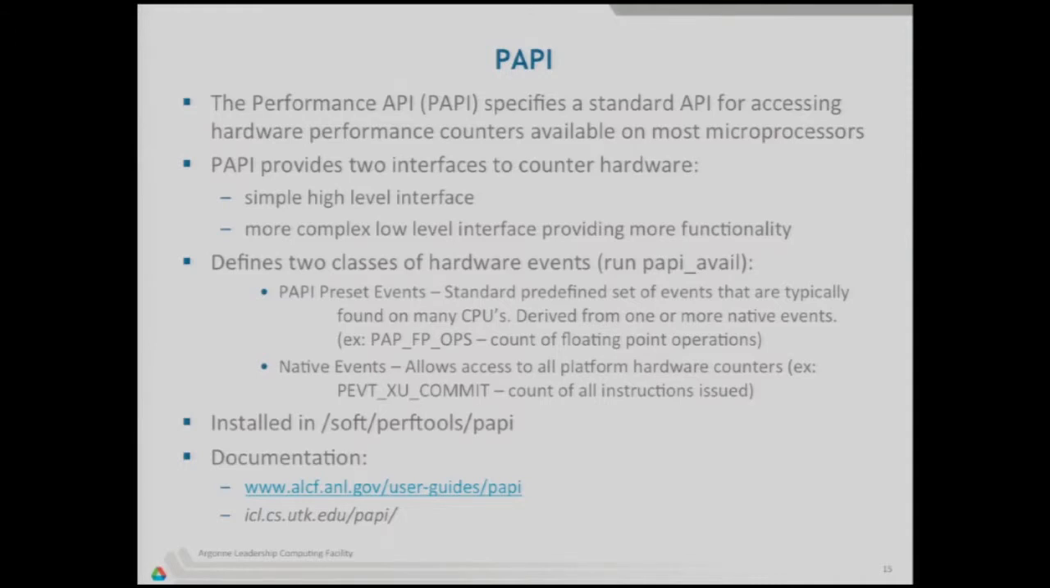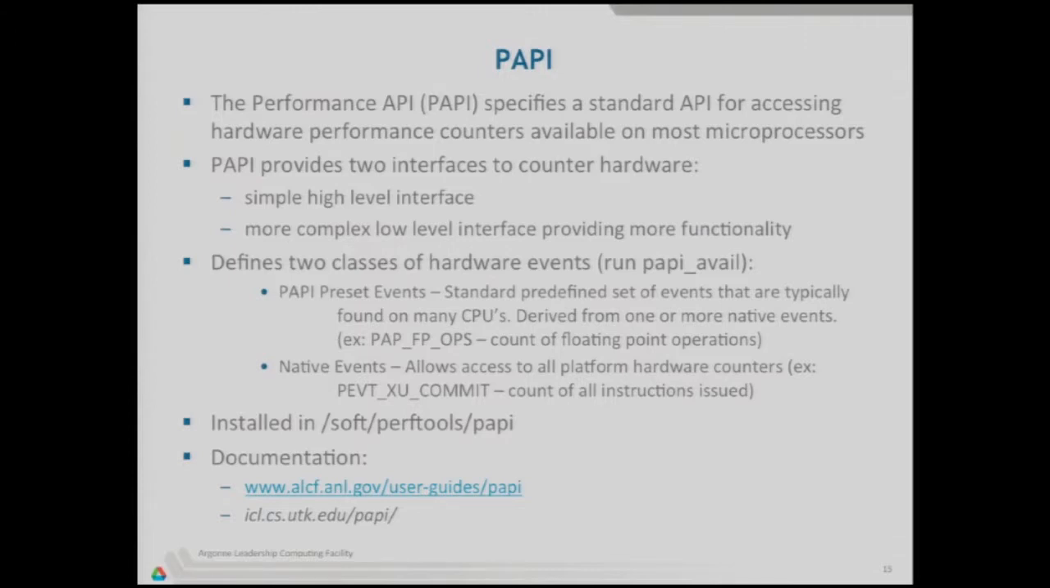So we have PAPI installed in softperftools PAPI, with documentation on the PAPI site and on our site, and it looks very similar to the BGPM API. In fact, they modeled the BGPM API after PAPI. So it provides a really simple interface that's literally like 4 calls that will get you some very useful information from the hardware performance counters. But if you want to delve in, you can use the higher level or the lower level interface and get almost as much detail as you can get from the BGPM API.